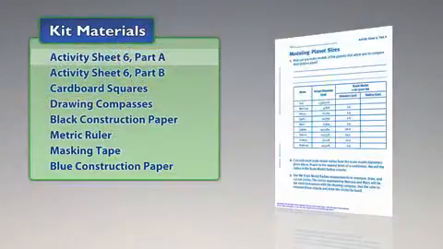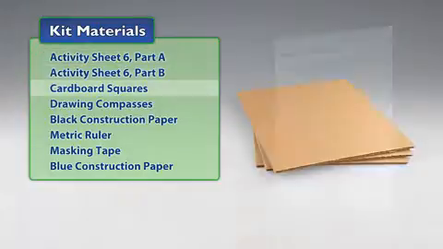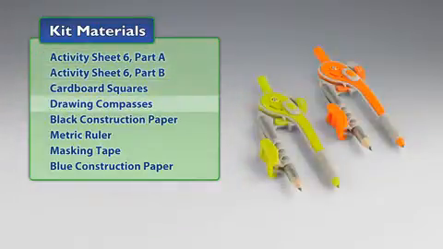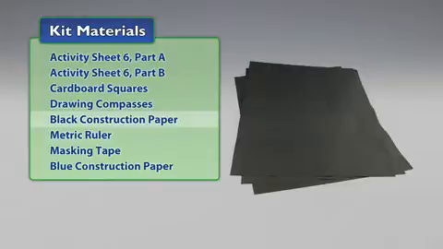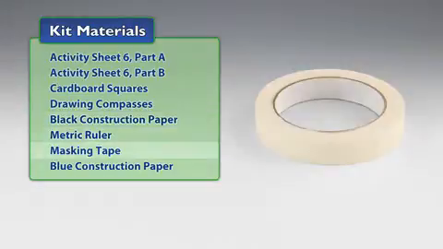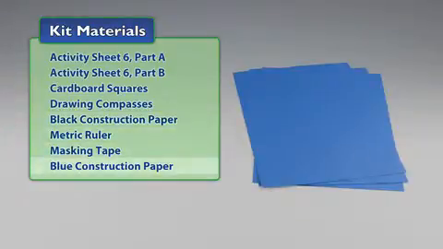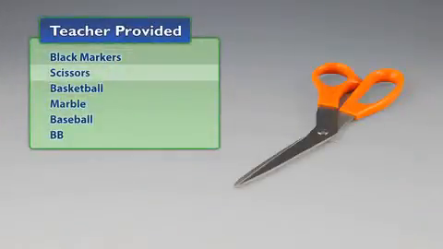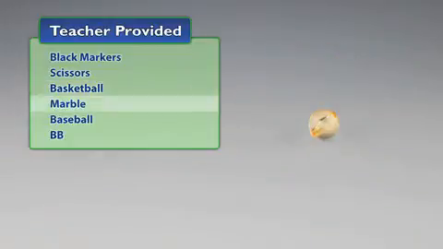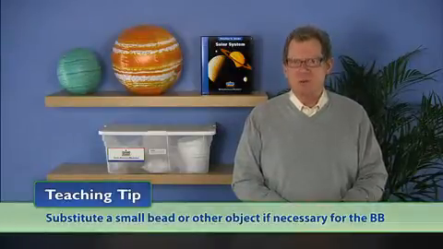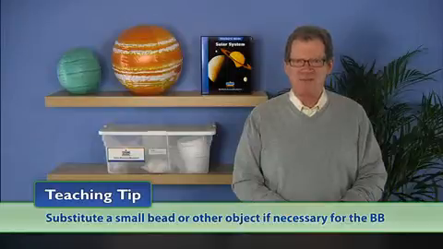You'll need the following materials from the kit: Activity Sheet 6, Parts A and B, cardboard squares, drawing compasses, black construction paper, 1 metric ruler, masking tape, and 1 sheet of blue construction paper. You'll also need to provide black markers, scissors, a basketball, a marble, a baseball, and a BB. Note that BBs require a permit to purchase in some states. Substitute a small bead or other object if necessary.